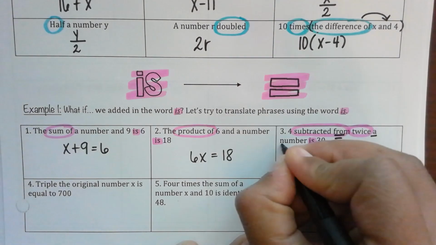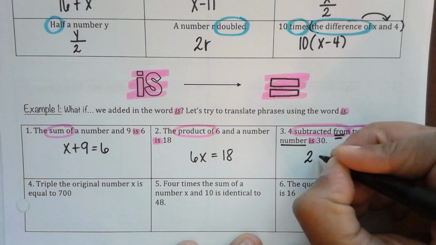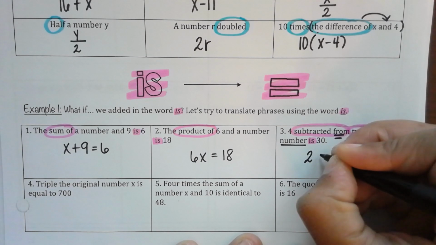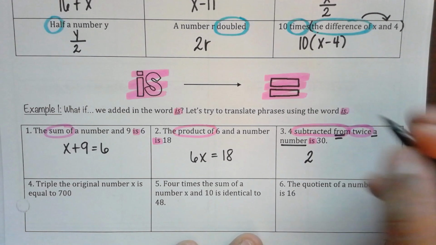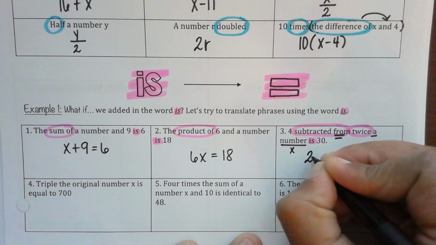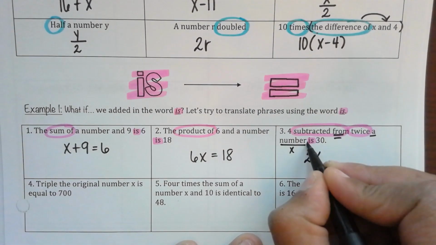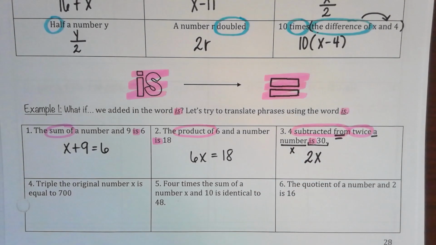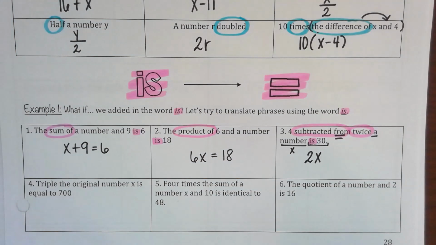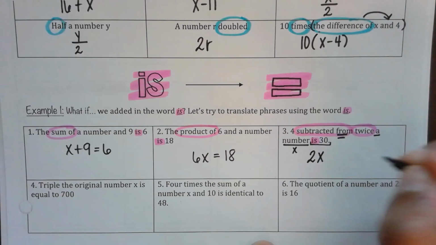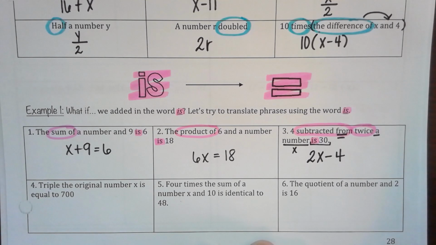Twice what? So 2, what comes after it? Twice what? What goes in the place of a number? So 2 what? Remember, this is left alone. That's on the side by itself, so it has no merit to what's happening on this left side. So what comes after 2x? Minus 4, because we said subtracted from.